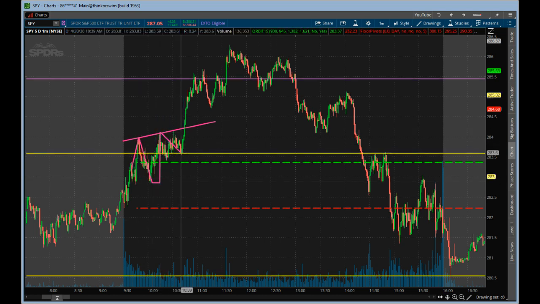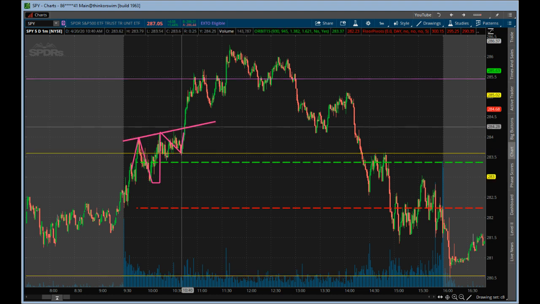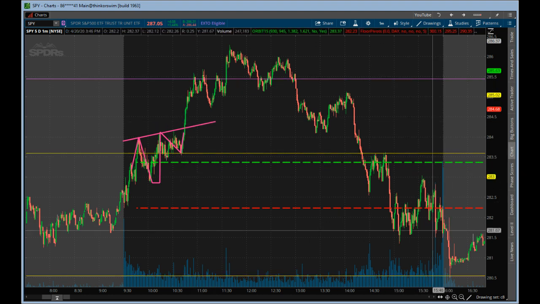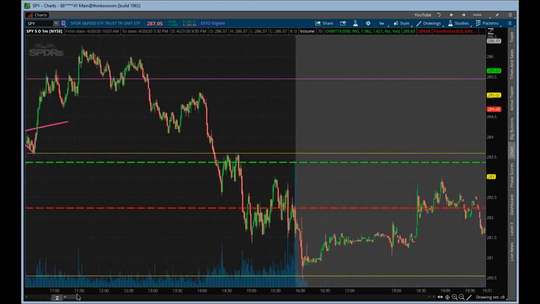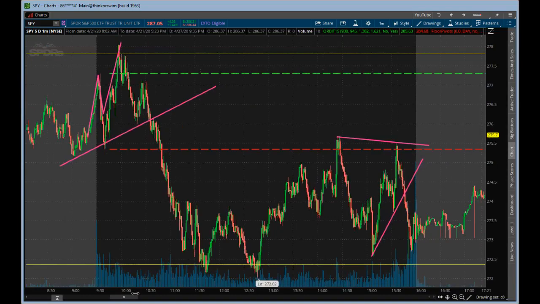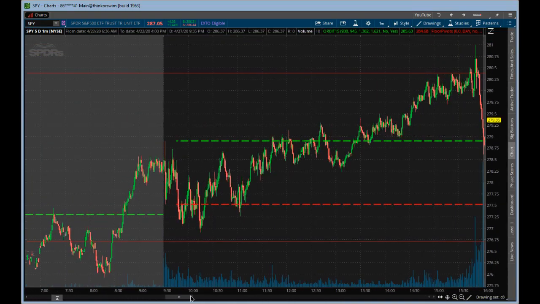Right, here's your handle. Here's your confirmation bar, and then boom, gets right to our next level right there. So, pretty nice stuff on that one. Where else? Where am I? Okay, so I'm kind of moving forward here. Okay, good. All right, so let's go here.